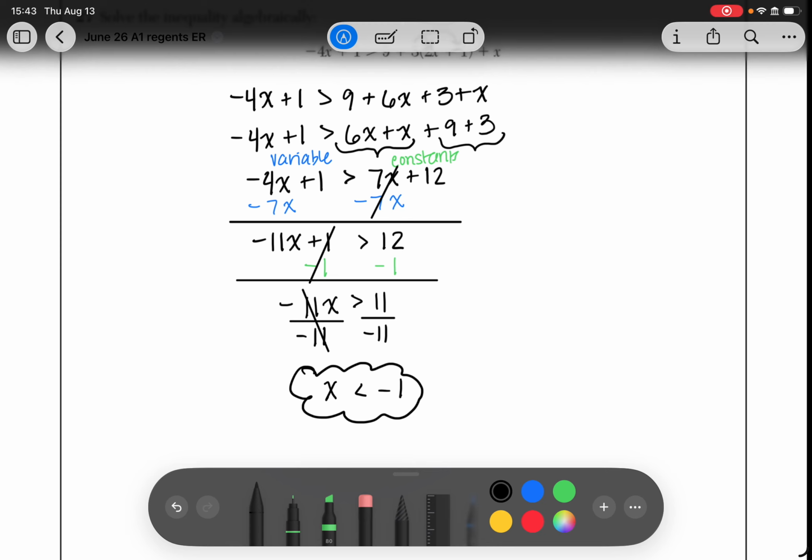You could also rewrite it as negative 1 is greater than x if you wanted to. Both mean the same thing, just written in a different order.